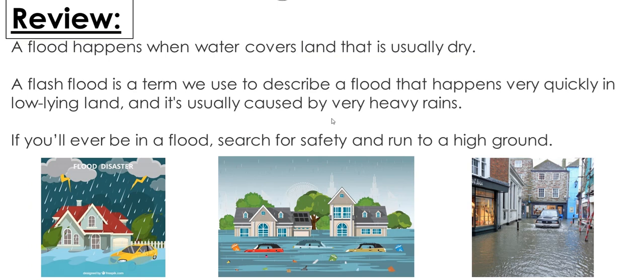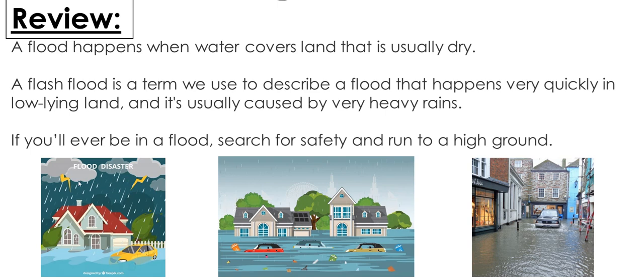Let's review. Now, a flood happens when water covers land that is usually dry. A flash flood is a term we use to describe a flood that happens very quickly in low-lying land, and it's usually caused by very heavy rains. If you'll ever be in a flood, search for safety and run to high ground.